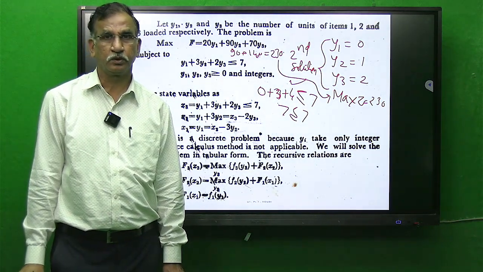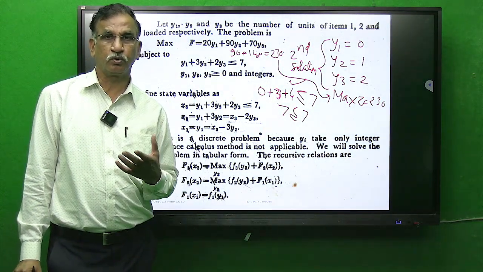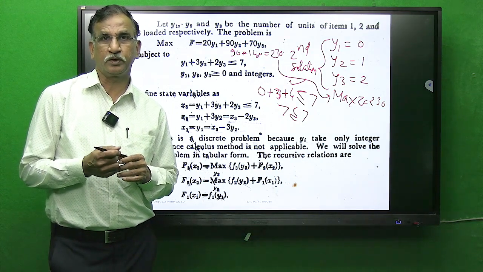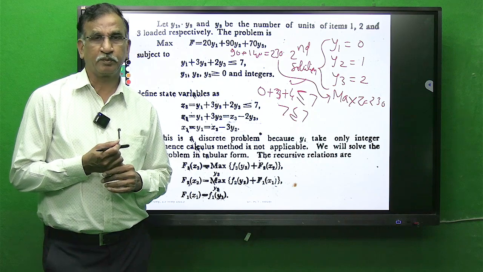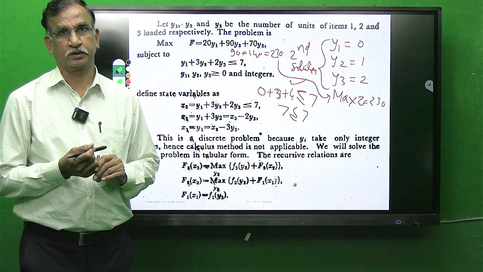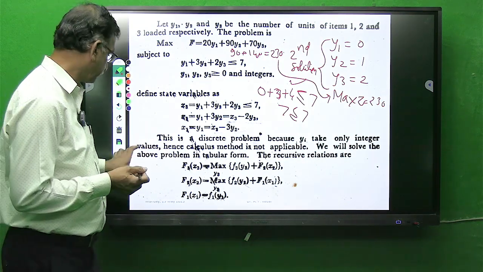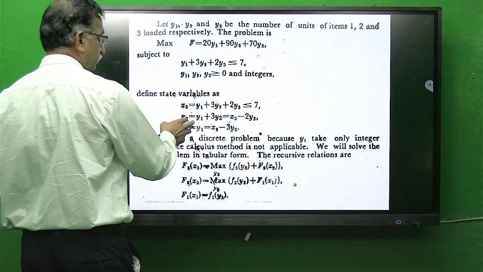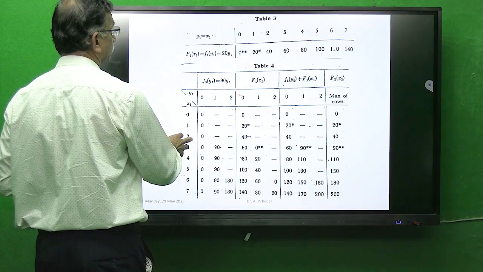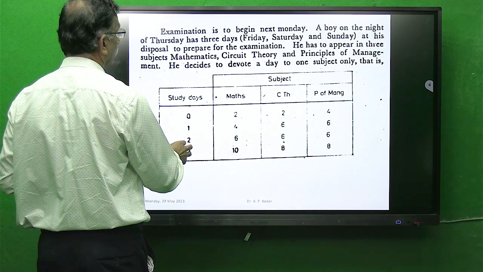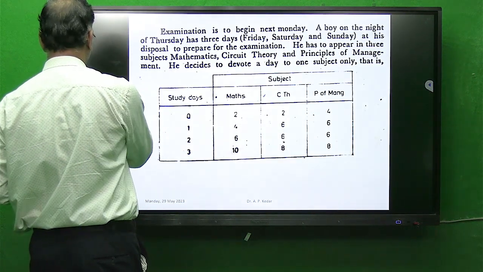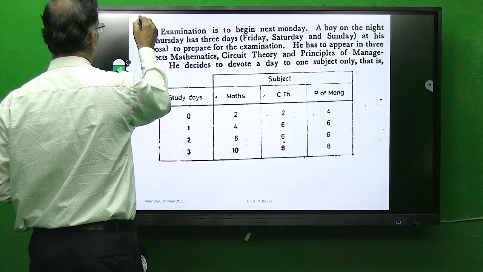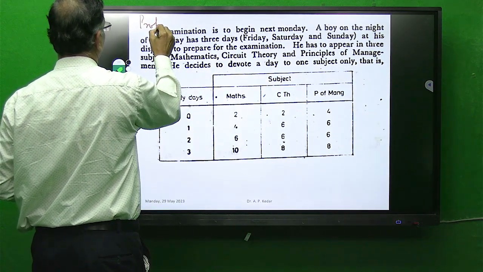So students, this is the thorough method I have explained for solving dynamic programming by the tabular method. Again we'll see one problem. So now let's move to the next problem. See, this problem pertains to your area of concern.